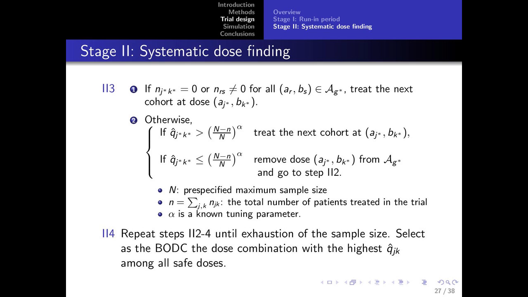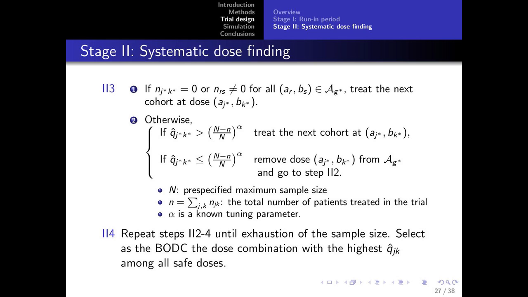But of course, if that dose has been previously used to treat patients, as we said, we want to explore some new doses. We don't want to always stick to that dose, because there may be model misspecification. Essentially, you can see q hat J star K star is the efficacy estimate for that dose, J star K star. If we really want to assign the next cohort of patients to that dose, it's determined by this threshold. The threshold is capital N minus n, divided by N, to the power of alpha. Here, capital N is the maximum sample size we're going to use in the trial, and small n is the number of patients that have been treated in the trial.